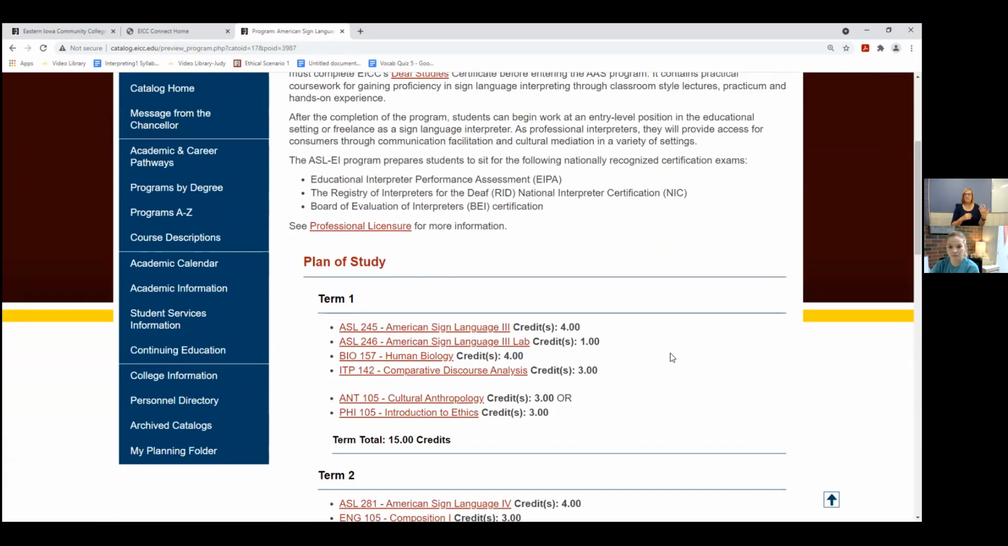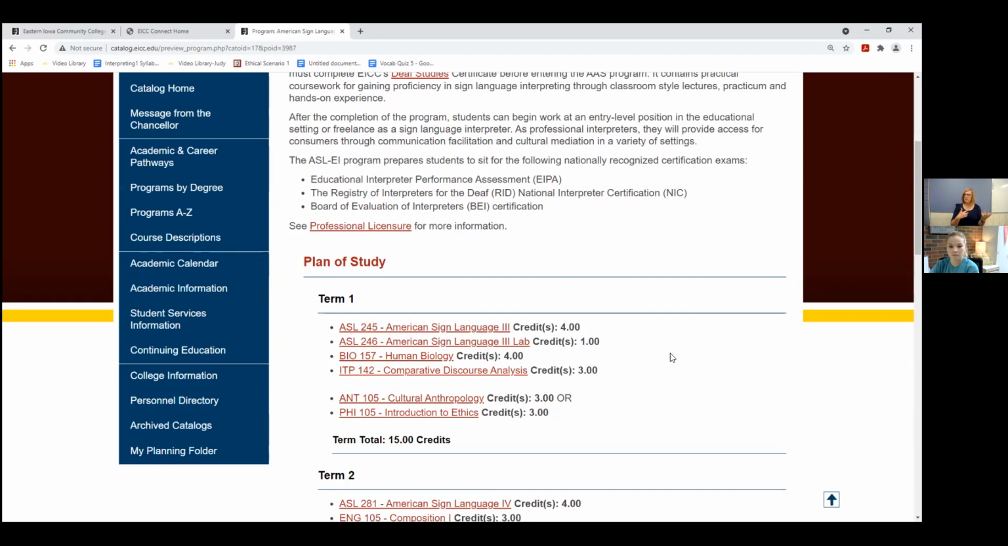We have a choice between cultural anthropology or introduction to ethics and a human biology class to get you ready for any of those science type courses at K-12 or college that you might be interpreting for, or ready to go into medical situations to interpret for deaf community members when they're at the doctor or in other interactions with the health community. And then you take another course that's based on how we use language.